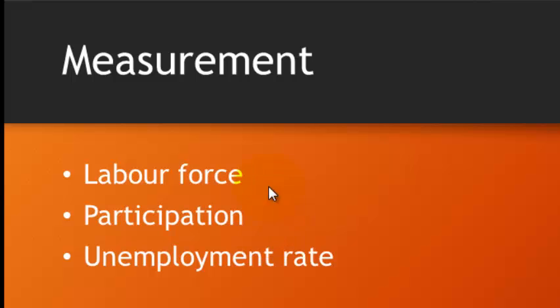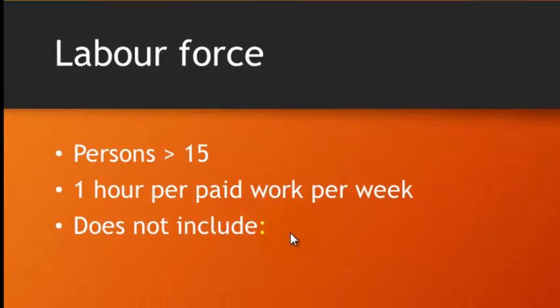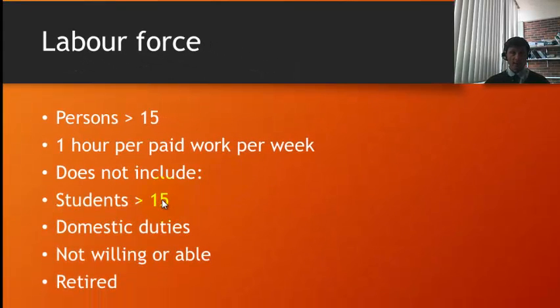When we talk about measurement, we talk about three variables in order to talk about two ratios that we measure unemployment by. One is the unemployment rate itself and the other is the participation rate. In order to explain what the participation rate is all about, I must talk to you about the labour force firstly. The labour force is defined as persons above 15 years of age who are paid 1 hour per week, but it doesn't include people who are studying, aged over 15, that have got domestic duties, are not willing or able, for example some people who are sick or disabled, and of course the retired.